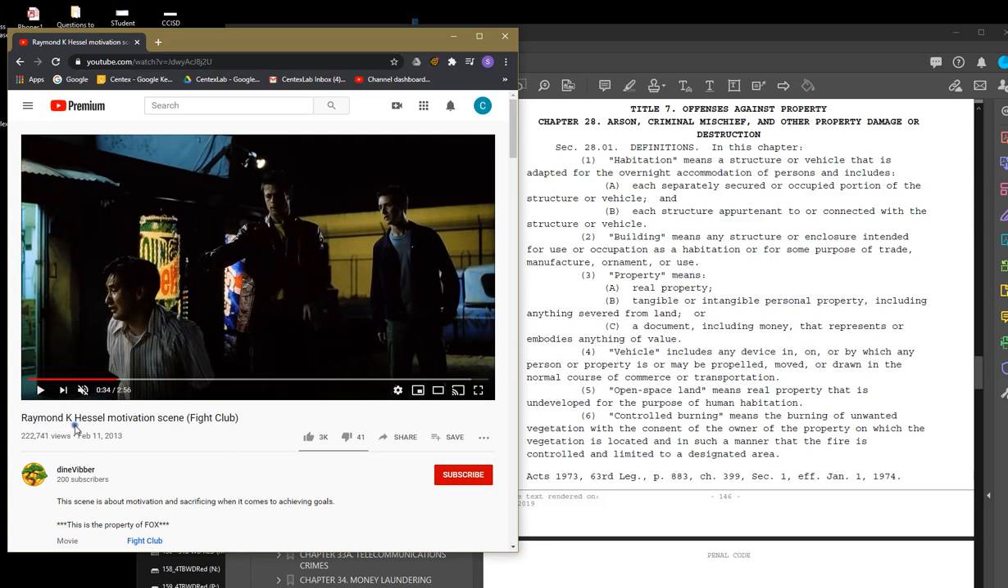So here in this scene from Fight Club, classic movie, by the way, if you haven't seen it, we have Brad Pitt pointing a gun at Raymond Hessel, who is the convenience store clerk here. They've got him out behind the convenience store. So he's got a gun pointed at the back of his head.